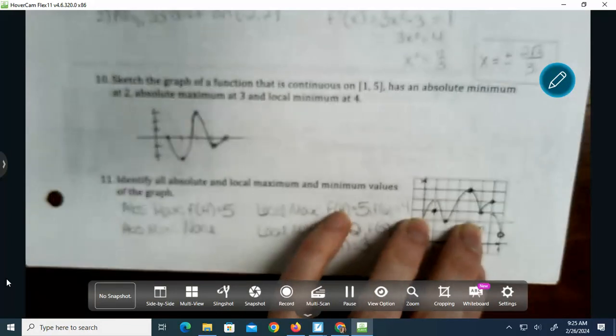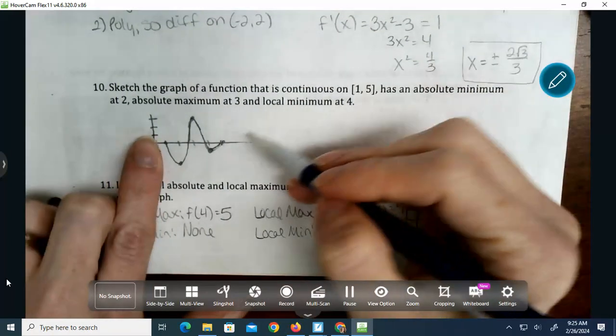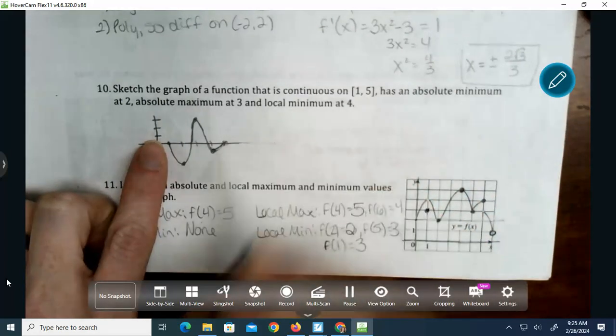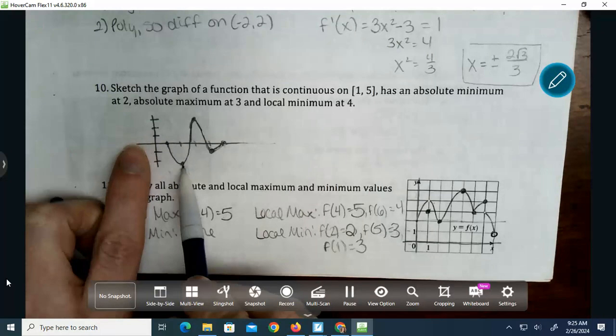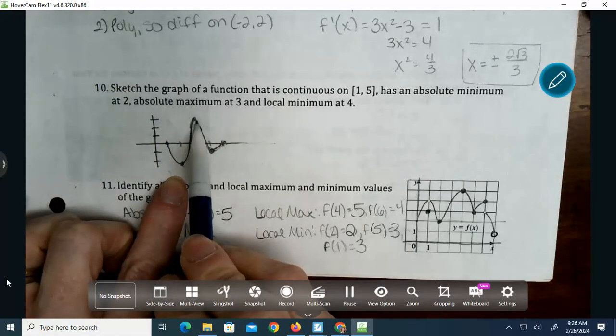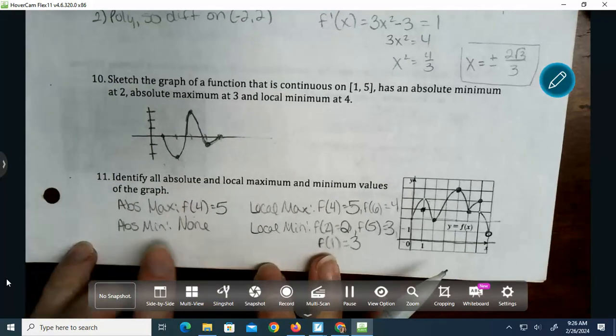Number 10, you are just drawing a graph that would work, so continuous from 1 to 5. So it didn't necessarily have to start and stop there, but there were no breaks in the middle. You have an absolute min when your x is 2, absolute max when your x was 3, and a local min at 4. So something along those lines.